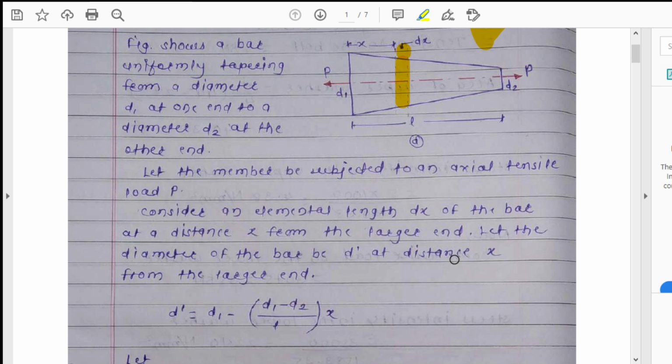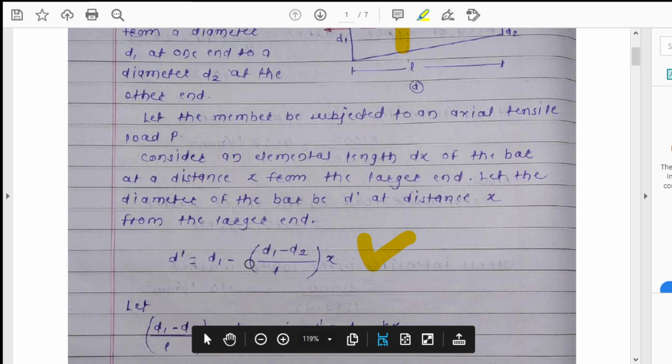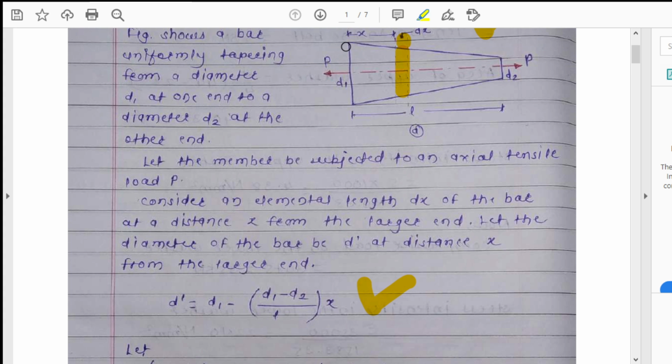We can find the value of d dash by using the interpolation formula. That means the interpolation formula can be used for two or three quantities to find the unknown quantity. So d dash equals d1 minus, in bracket, (d1 minus d2) upon L, into x. That means the upper limit minus the lower limit divided by the whole distance between these two limits, into the distance of the unknown quantity from one end.